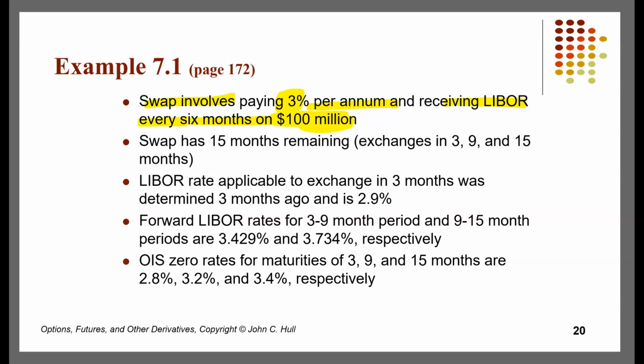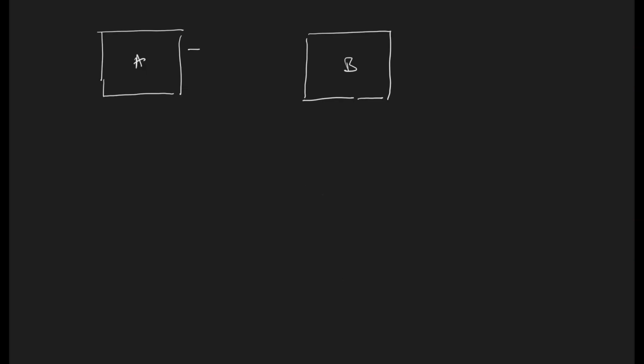We have two parties, A and B, and we said that our swap involves paying 3% fixed and receiving LIBOR on a notional of 100 million. So we're going to be paying 3% fixed, and we're going to be receiving LIBOR, and our notional is going to be equal to 100 million.